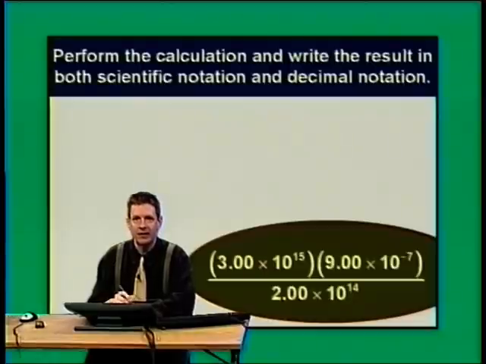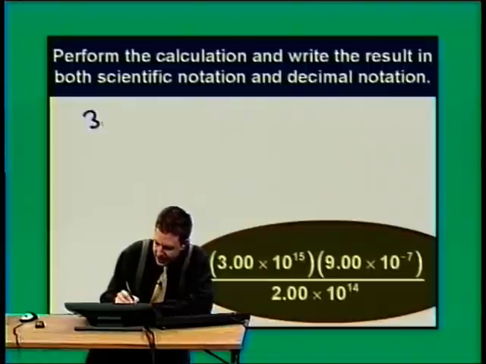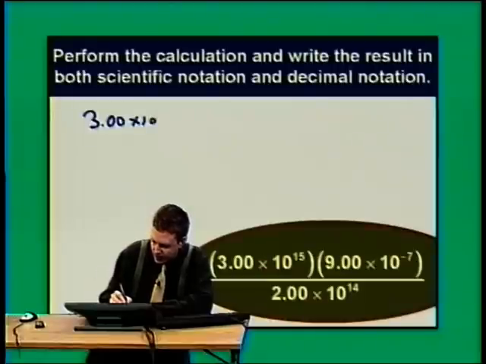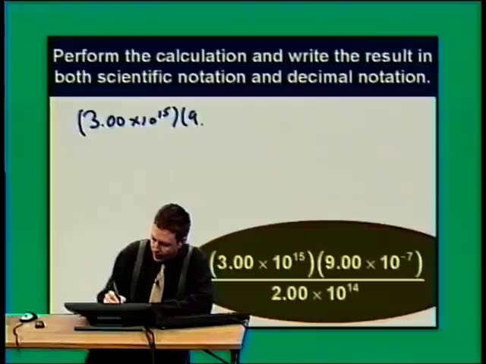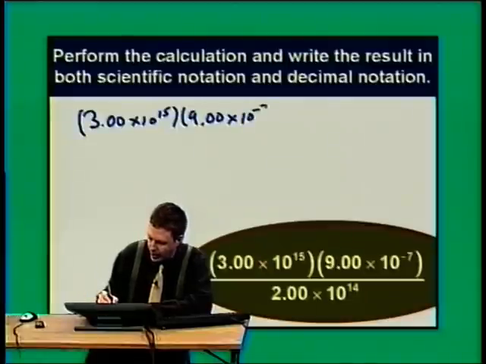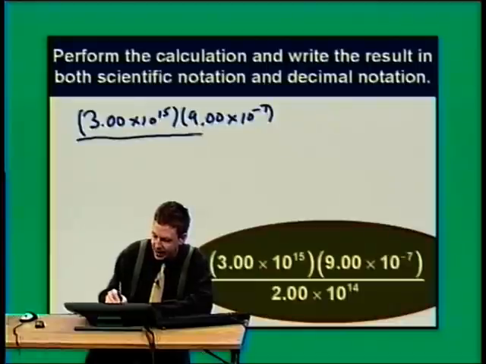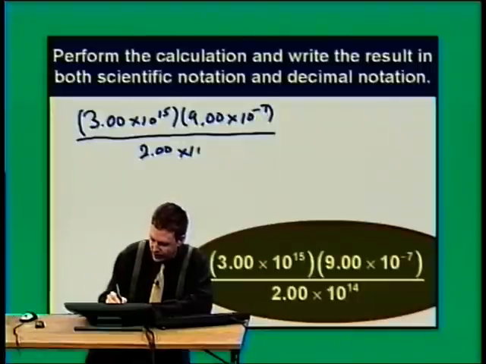Let's perform this calculation and write our final result in both scientific notation and decimal notation. When I'm copying this down, I want to point out the reason why I have all these zeros after the decimal point has to do with significant digits. Technically, if I don't have these zeros after the decimal point, I can only write one digit in each of my calculations, and I don't want to do that. This is going to allow me to write three digits in all of my calculations.